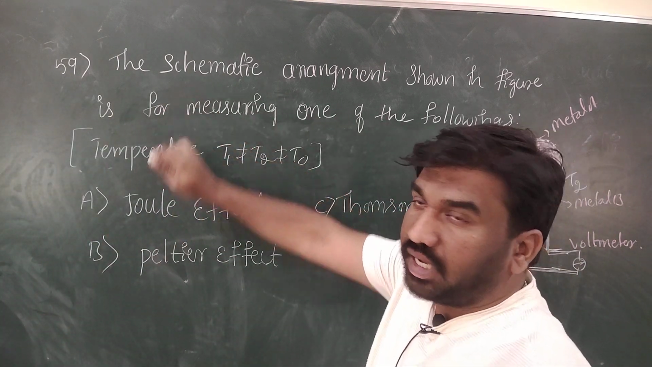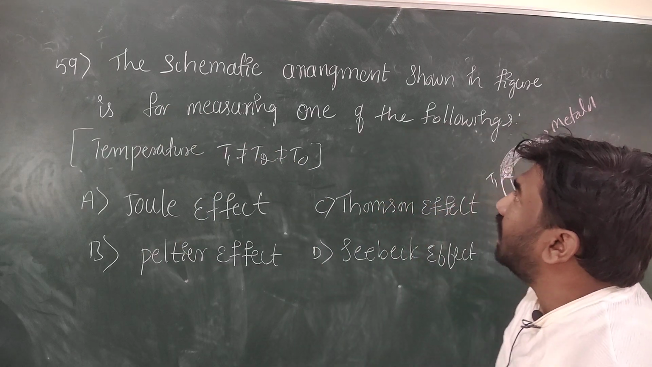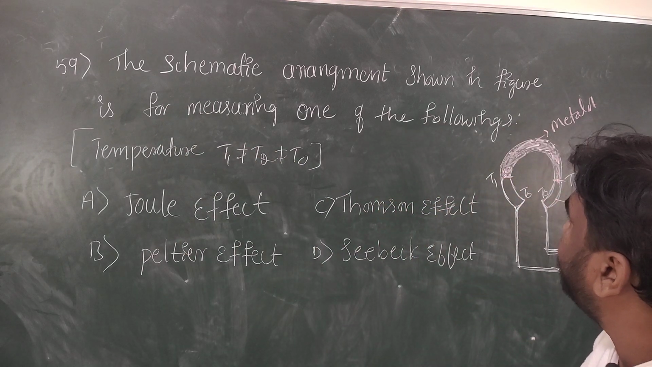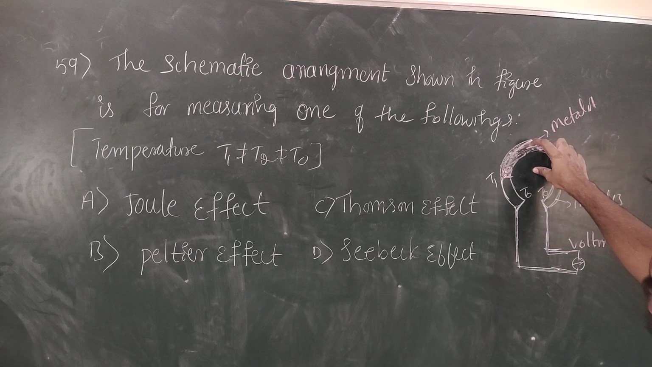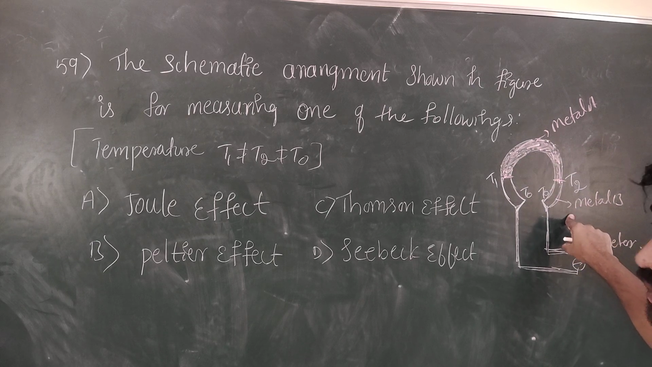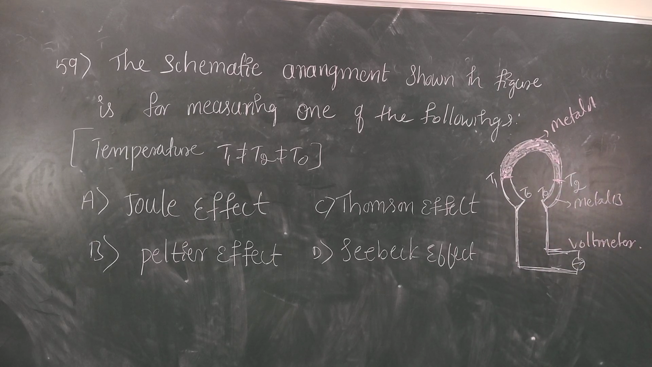So this is the question number 59. The schematic arrangement shown in the figure is for measuring one of the following. In this diagram, we have three temperatures, temperature 1, temperature 2 and temperature T0. And here we used two different metals, one is metal A and another one is metal B. The options are Joule effect, Thomson effect, Peltier effect and Seebeck effect.